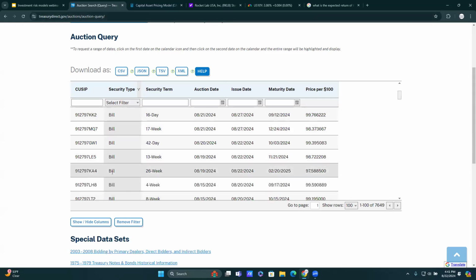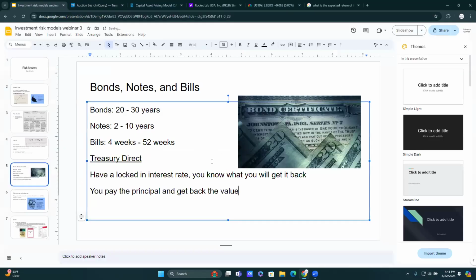So what happens is that you buy this 26-week bill, and this is what you're going to pay. This is your principal. You pay 97.5885, right? And what you're going to get back at the end of this period is $100, because that's the risk you have taken. That's guaranteed, that $100. That's how bonds work.